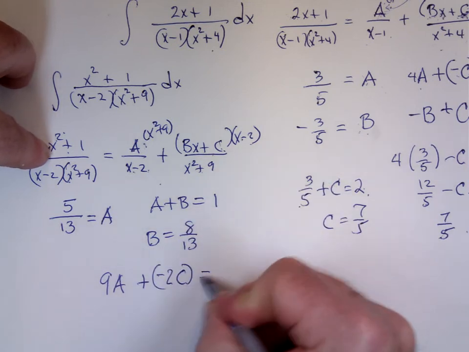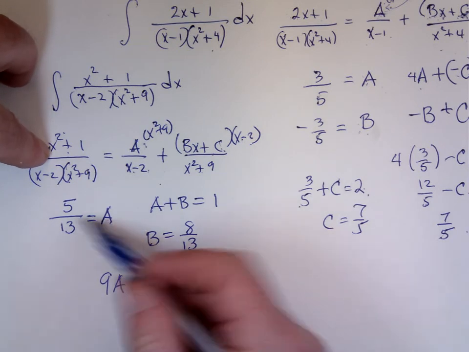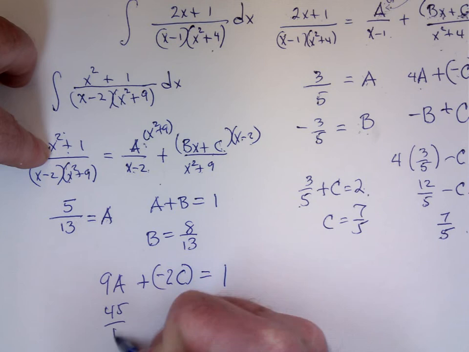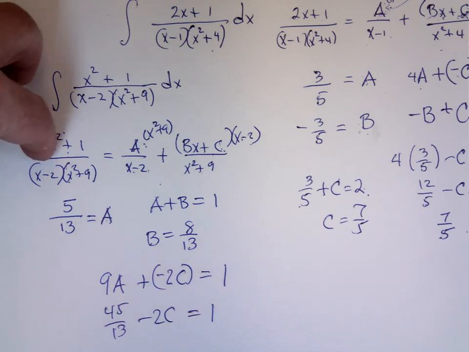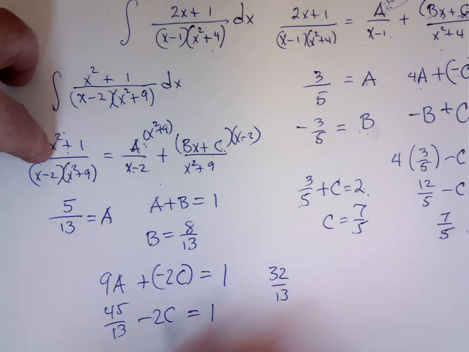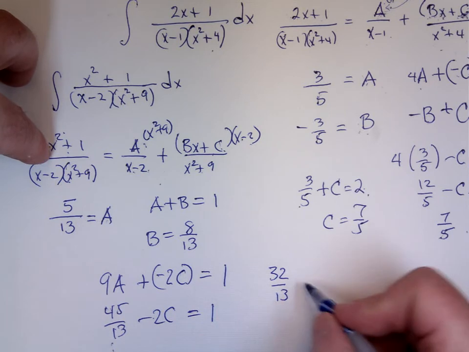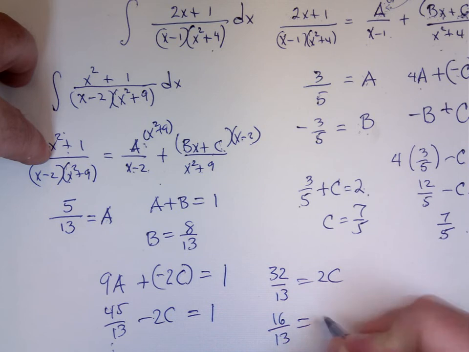9a, that's 45/13 minus 2c equals 1. Add 2c, subtract the 1, you get 32/13 when you subtract 13/13 from 45/13. That's equal to 2c. Divide by 2, c would be 16/13. Okay? So you have a, b, and c.